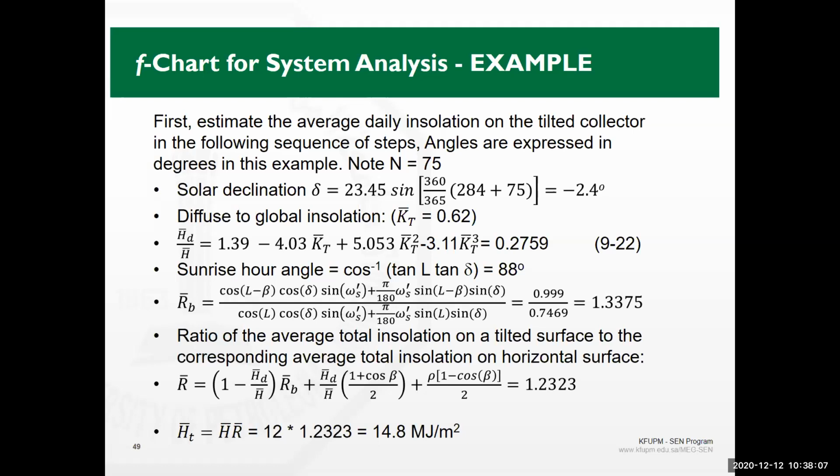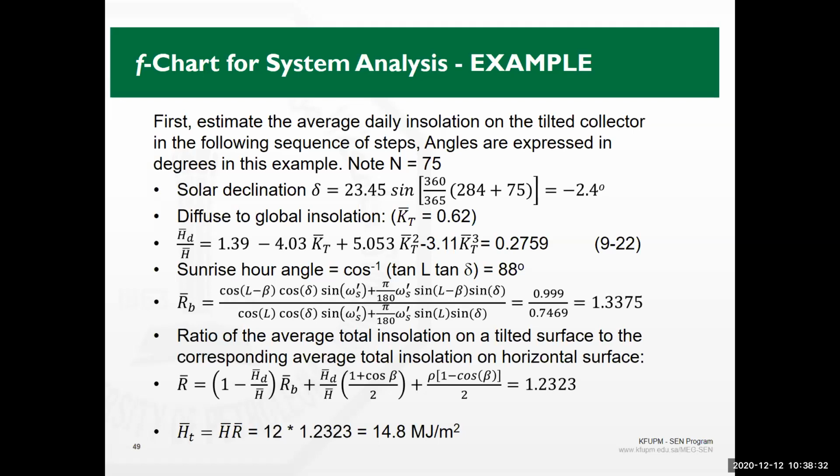And this equation also is there in chapter 9. If you recall the last example we solved in chapter 9, it has these parameters in. We followed them step by step. And then the ratio of the average total insolation on a tilted surface to the corresponding one on a horizontal surface. This is why we did all of these steps to reach for this R bar. And the R bar here is 1.2.